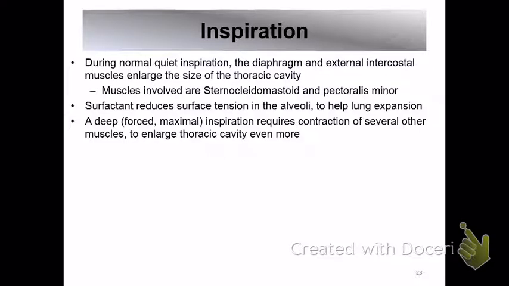Okay, muscles involved. You want to know two muscles that are involved, the sternocleidomastoid muscle and the pectoralis minor. Sternocleidomastoid and pectoralis minor. Now, I do want to mention this surfactant. It's a polypeptide, a protein, that helps with breathing. So, surfactant reduces surface tension in the alveoli to help lung expansion.